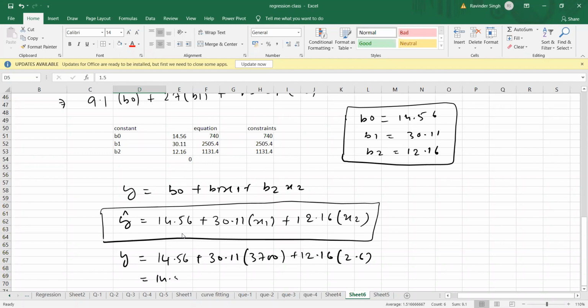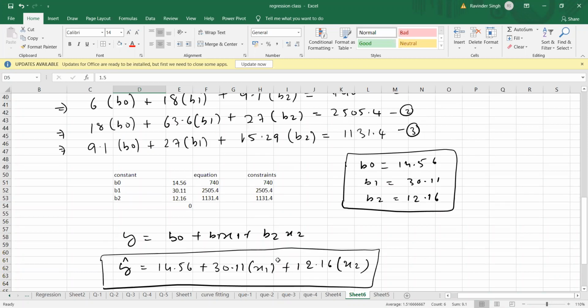So this will be 14.56 plus 111407 plus 12.16 into 2.6, which is 31.616. So 111407 plus 31.616 plus 14.56. It is coming around 111453.176 rupees.